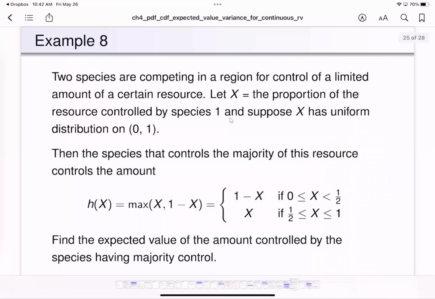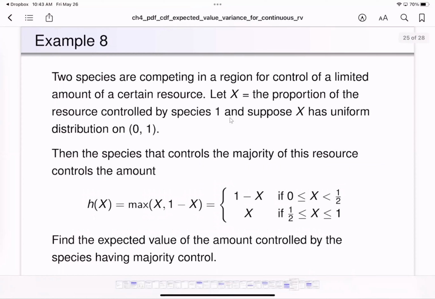Here's an example. Two species are competing in a region for the control of a limited amount of resource. Let x be the proportion of resource controlled by species 1, and suppose x has a uniform distribution on 0, 1. Then the species that controls the majority of this resource would control the amount. We have two species, species 1 and species 2, and if species 1 dominates and controls more resource, then the h of x here becomes the value of x.